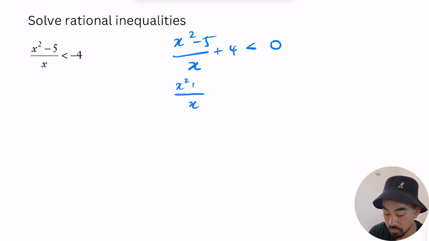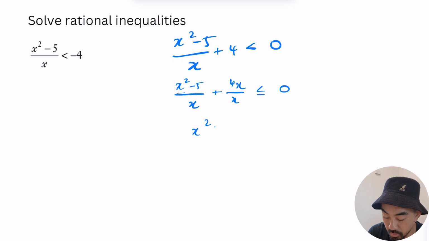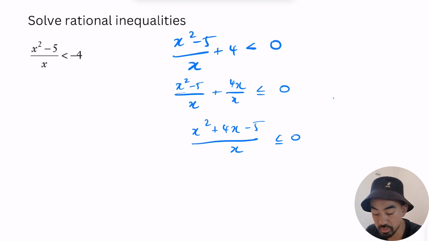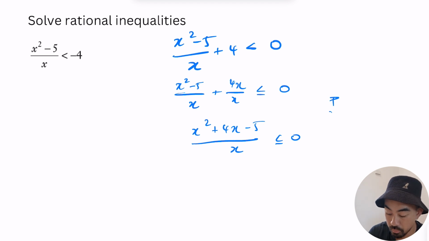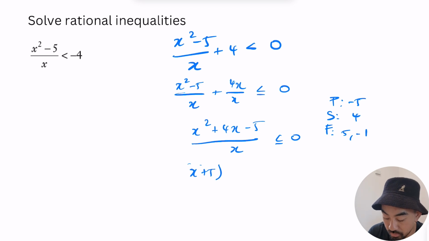So this will stay x squared minus 5. Now this will be x on the bottom, but 4x on the top, which is less than or equal to 0. Let's simplify the numerator. So x squared plus 4x minus 5 all over x is less than or equal to 0. Now hopefully you can see the numerator is going to be some trinomial quadratic that we can factorize. So PSF, my product's minus 5, my sum is 4. So two numbers that multiply to give minus 5 will be 5 and minus 1. So x plus 5, x minus 1 all over x is less than or equal to 0.